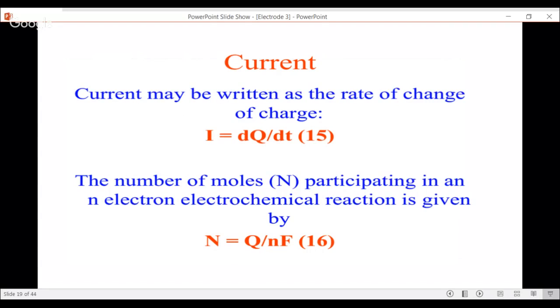So the current may be written as the rate of change of charge, I is equal to dq by dt. The number of moles participating in an electrochemical reaction is given by N, number of moles. Capital N is the number of moles, small n is the number of electrons. Please remember that. So capital N, the number of moles that are converted, is Q, the total charge that is flowing, divided by the number of electrons transferred per species times the Faraday. Faraday is an equivalent, therefore the number of electrons has to be put there.